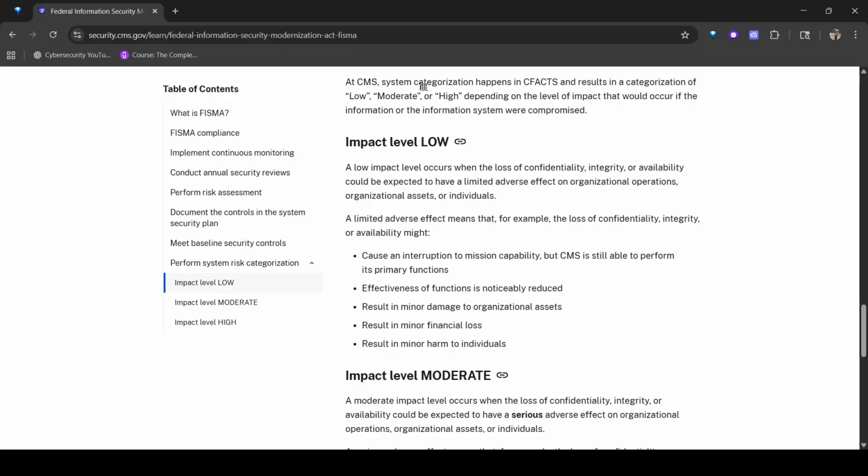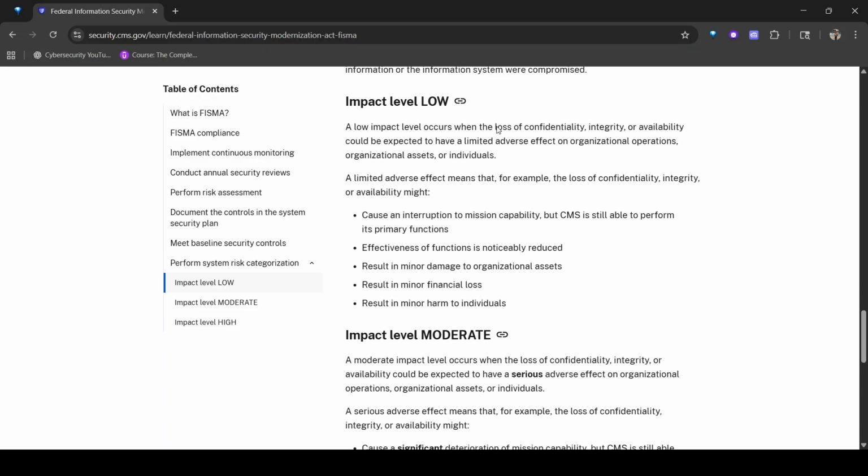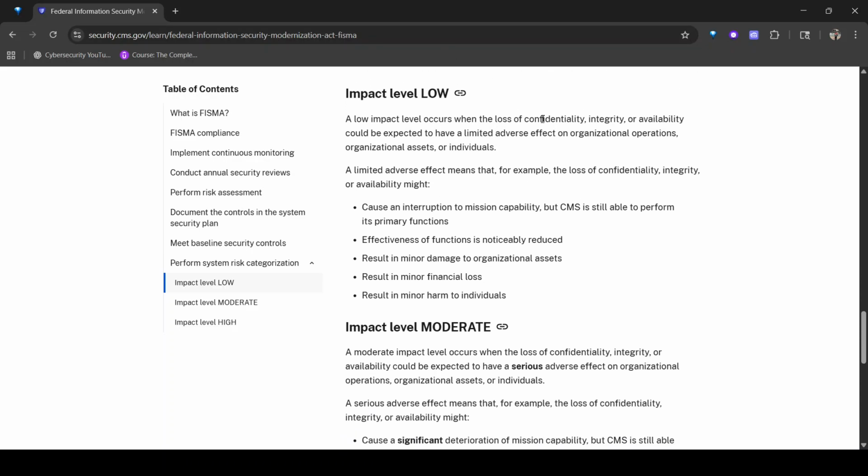At CMS, FISMA categorization happens in CFAX and results in a categorization of low, moderate, or high, depending on the level of impact that would occur if the information or the information system were compromised. And now we're going to discuss what these impact levels mean, what falls under them.